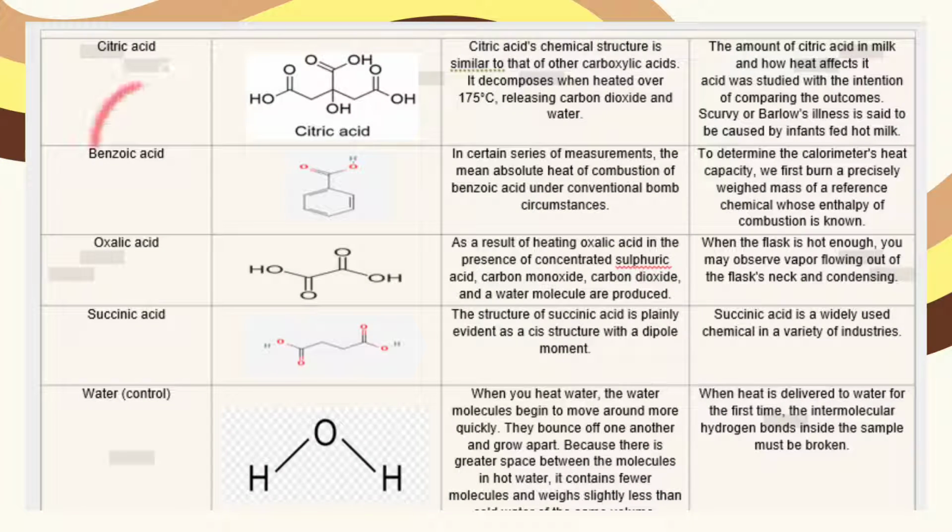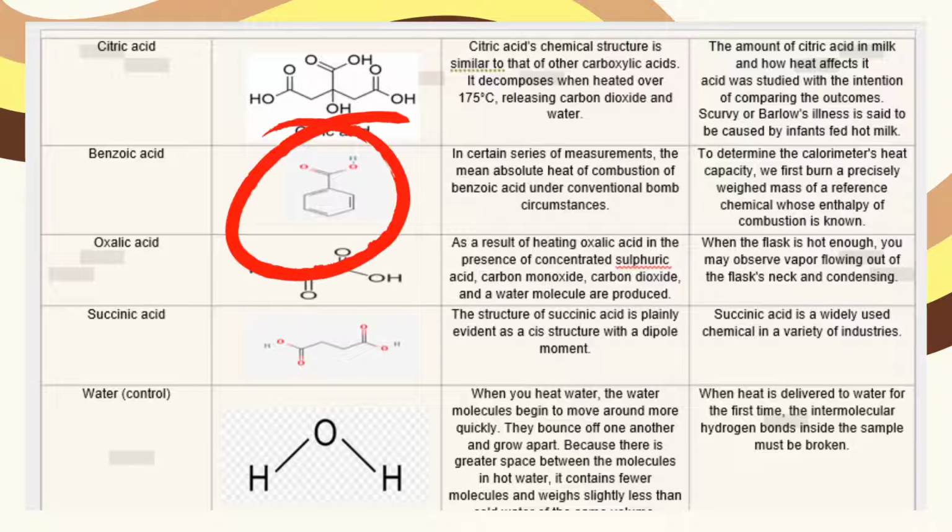Citric acid, and this is the structural formula. Citric acid's chemical structure is similar to that of other carboxylic acids. It decomposes when heated over 175 degrees Celsius, releasing carbon dioxide and water. The amount of citric acid in milk and how heat affects its acid was studied with the intention of comparing the outcomes. Scurvy, or Barlow's illness, is said to be caused by infants fed hot milk.